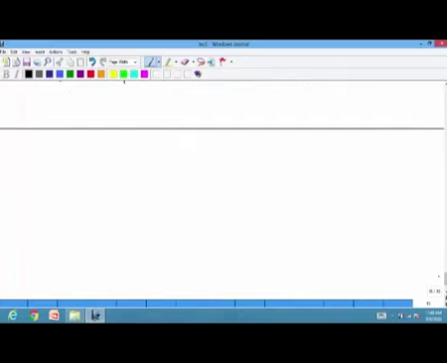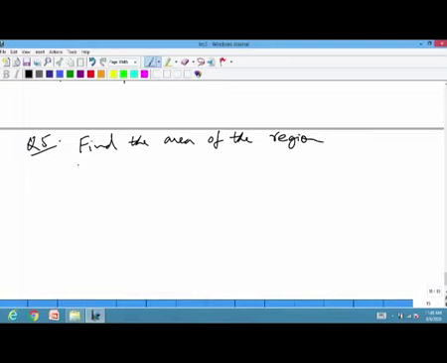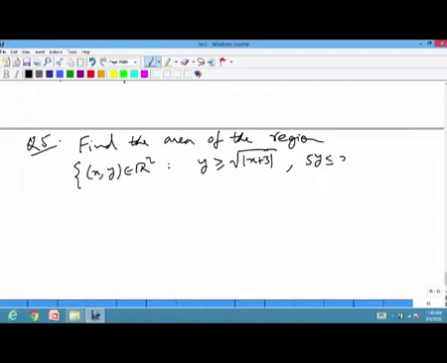Let us move to question number 5. Find the area of the region x y in R 2 such that y is bigger than or equal to square root of mod x plus 3 and 5 y is less than or equal to x plus 9 is less than or equal to 15.